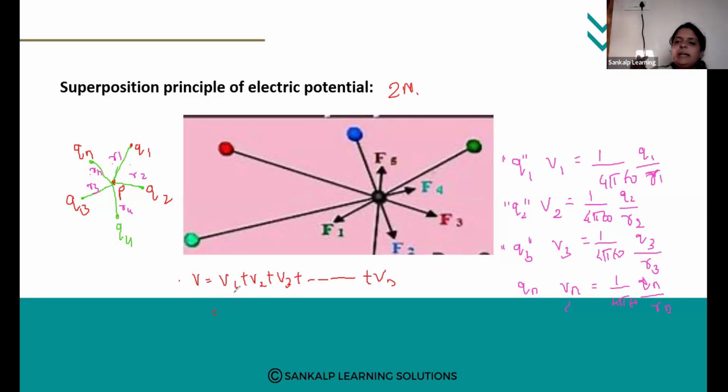Here, whatever the 1 upon 4 pi epsilon naught is, it is common everywhere. So I will just take 1 upon 4 pi epsilon naught out, and write it outside the bracket. Inside the bracket, what is remaining? Just a minute, I'll take a separate slide.